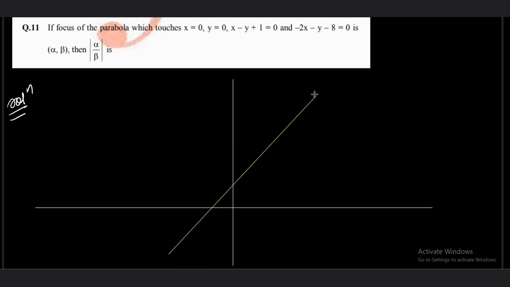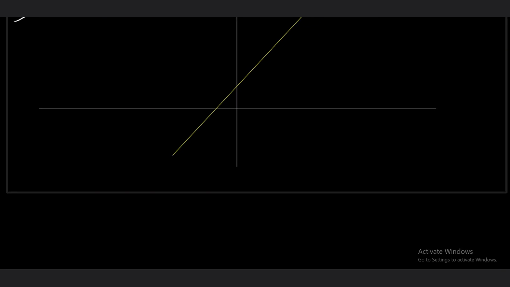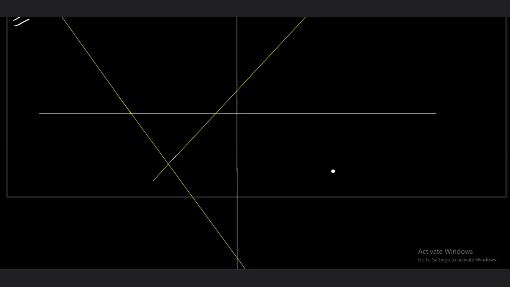Coming to the fourth line, it has x-intercept -4 and the y-intercept is -8. We will move to -4 first, and then -8. So for that, let us extend the y-axis. Now I'm going to trace this line. Okay, so something like this, the line will be coming. So these are the four tangent lines that we are getting for the parabola.